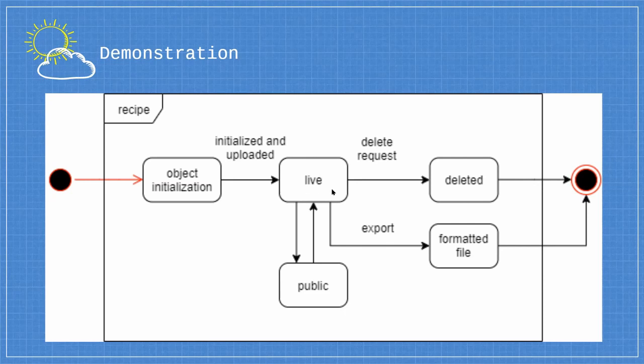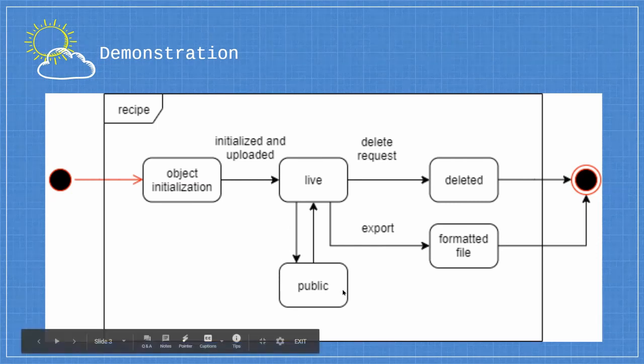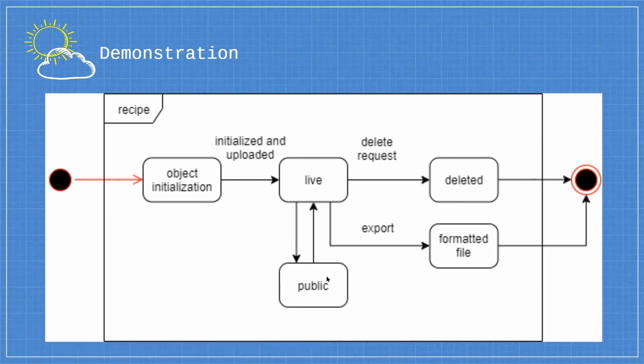From the live state, there are a few different states the recipe can enter. One of the options is the recipe can be made public, meaning other users of the app can see it too. And the recipe can also be converted and exported, making it a PDF or whatever the output might be. The recipe can also be deleted. This black circle here with a line around it represents the end of a state diagram.